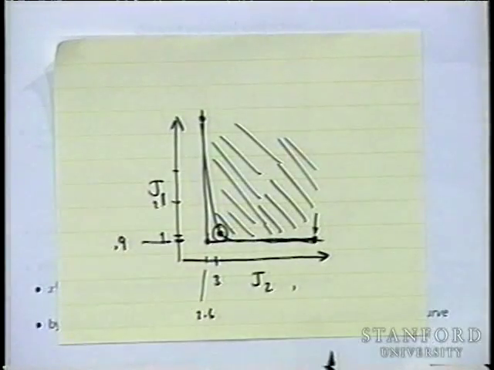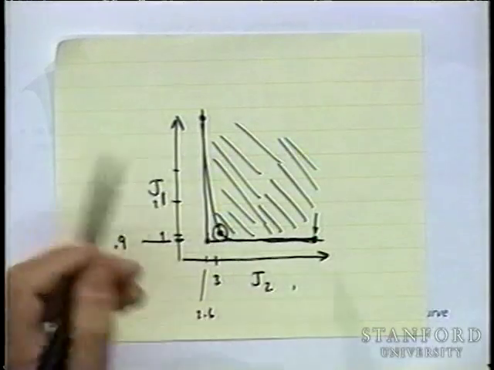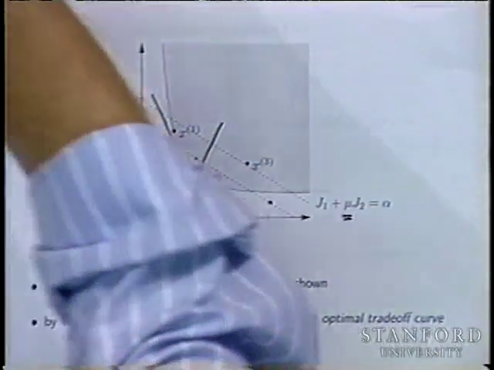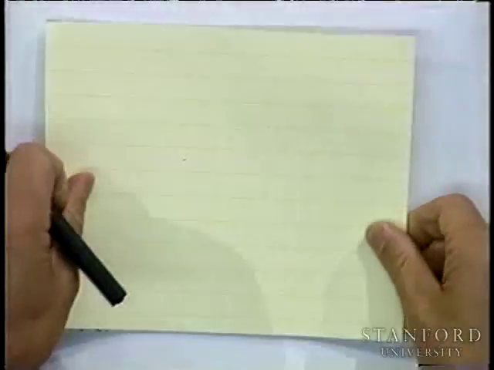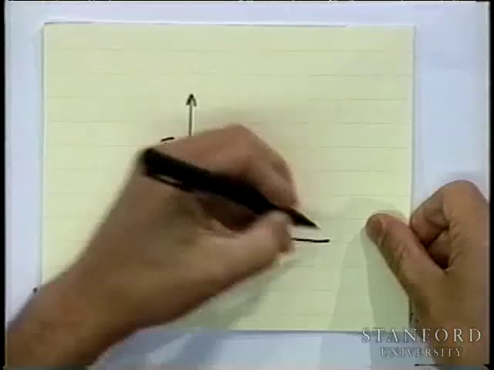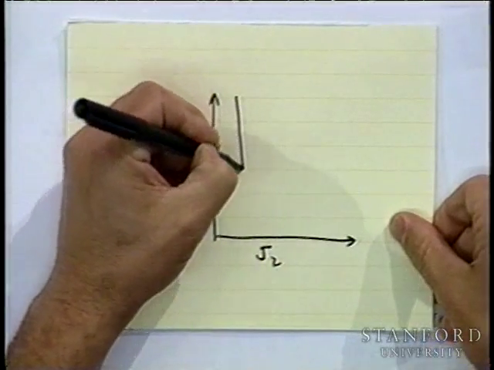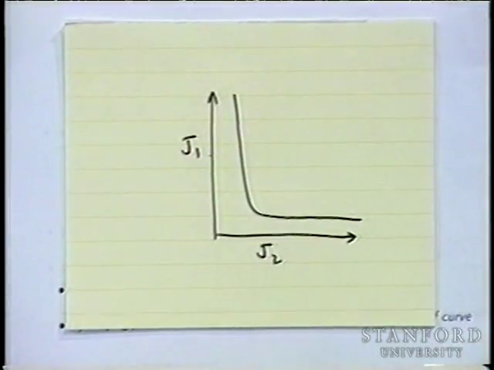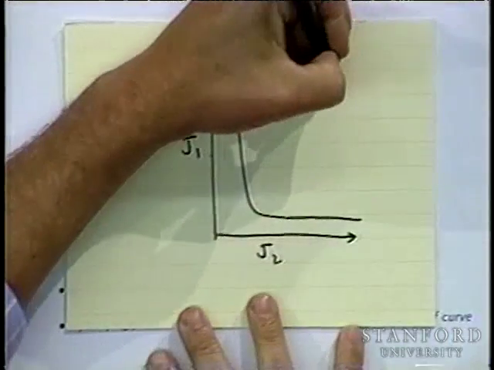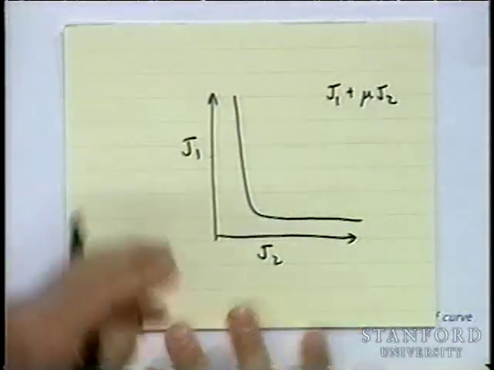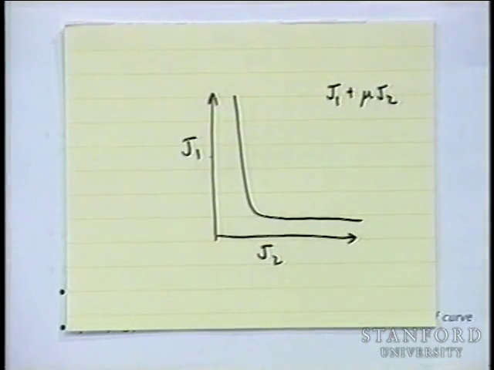Here's the problem. There is no trade-off. We can do the one where there's a slight but very small trade-off. Let's do that one first. So, J2, J1, and I'm going to put a slight but small trade-off, like that. And now, let's talk about minimizing J1 plus mu J2. Okay? Now, what will happen when I minimize J1 plus mu J2?